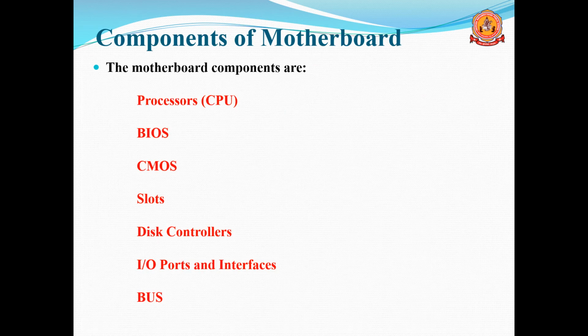Next we will move to the important topic, that is components of the motherboard. The motherboard mainly contains different components. The main component of the motherboard is the processor, also known as CPU. CPU means, don't think that it is the entire box. The entire box is not a CPU. Inside the box, a small processor will be there, and that small processor is known as CPU.